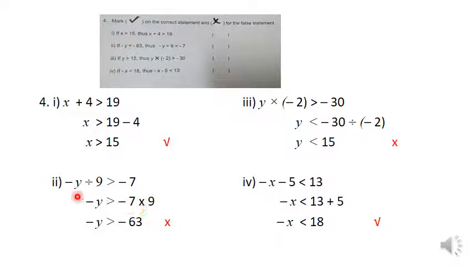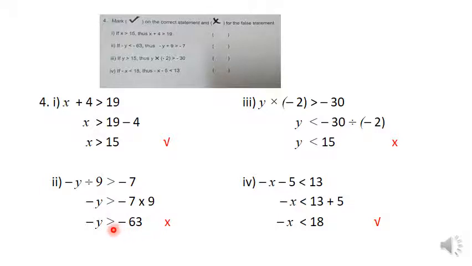Next, number 2. Negative y divide 9 is greater than negative 7. Bring down negative y, bring down negative y. But this divide 9, you move to the right, becomes multiply 9. The rest you just bring down. So now negative y, and then greater than, negative 7 times 9 becomes negative 63.